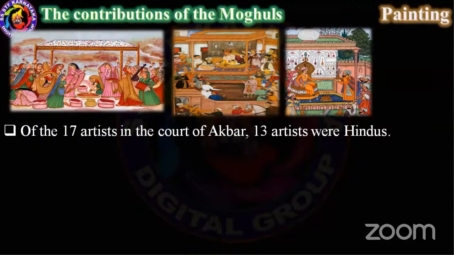Even though they were practicing the Islam religion, not all rulers, but a few rulers like Akbar, respected other religions and the skills and abilities of people of other religions. See, Akbar gave shelter to scholars and artists, Hindu artists, Hindu scholars, and some he also appointed as his officials.